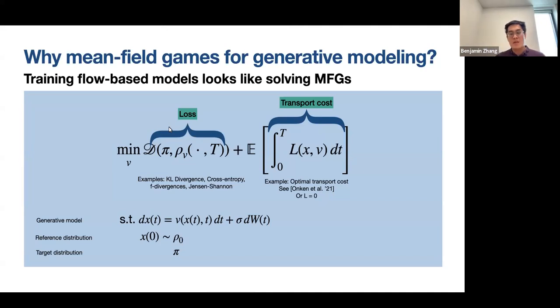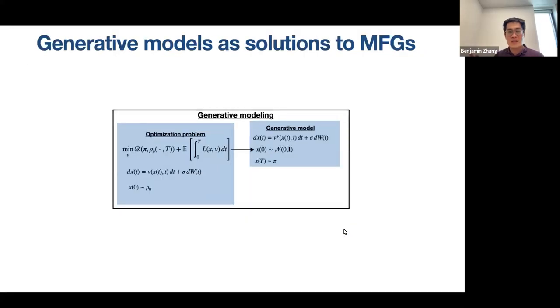And sometimes they might add some sort of a transport cost. Most of the time they might just say L is 0, so they just look at this loss alone. But oftentimes they say, well, if you want to include some optimal transport cost, you might put a 1/2 V squared in here, for example. So already this feels like a mean field game, right? It's not just that some generative models are mean field games. We'll find that basically all good ones are mean field games in the end.